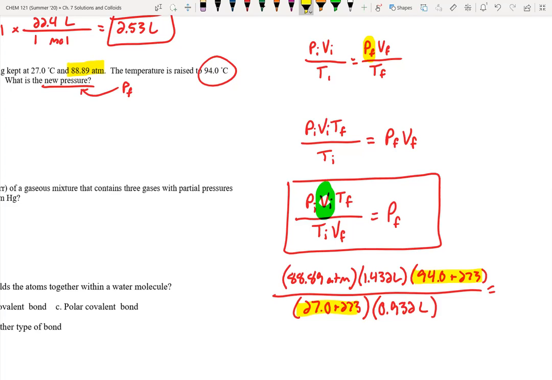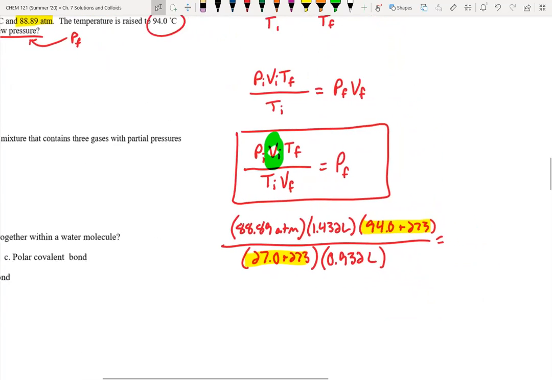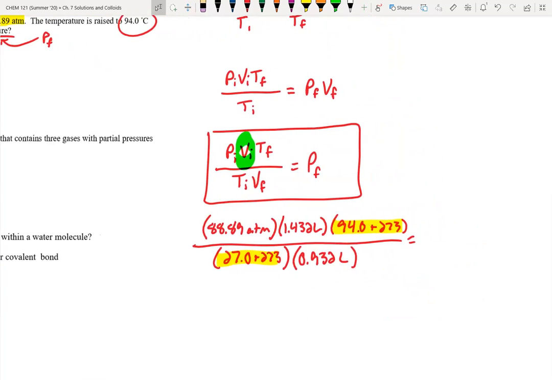Okay. All right, so now let's plug this into our calculator and find what the pressure will be. So we've got 88.89 times 1.432 times 94 plus 273. It's my numerator.